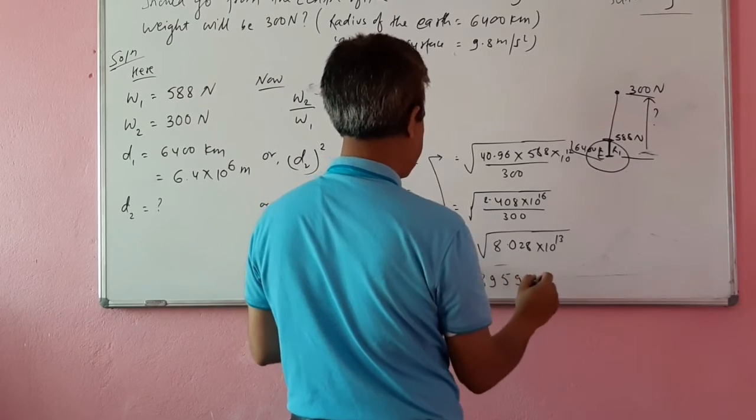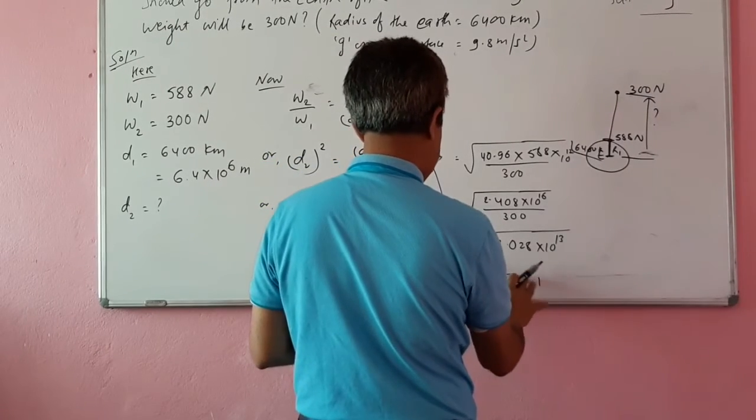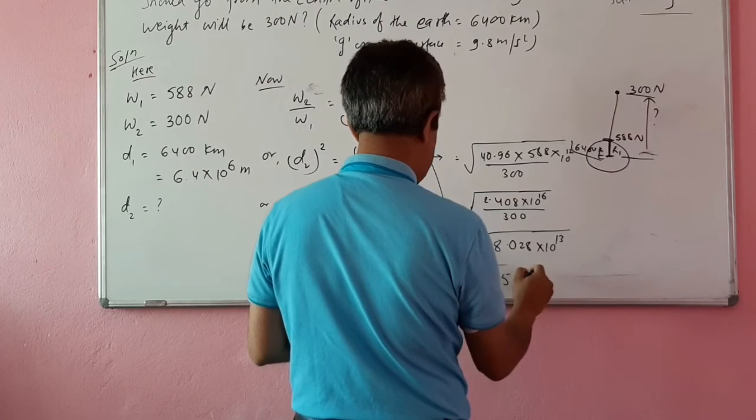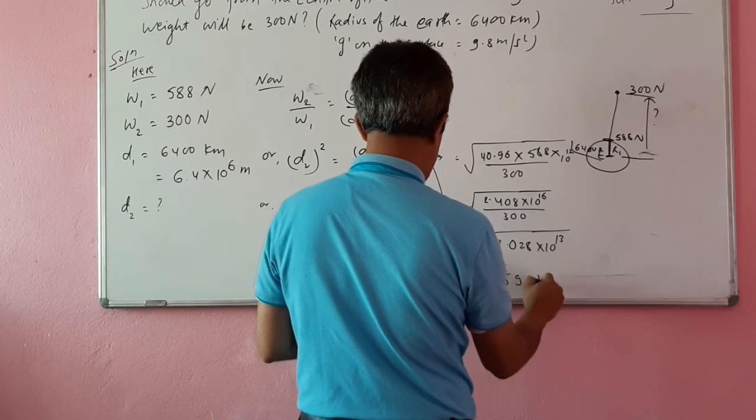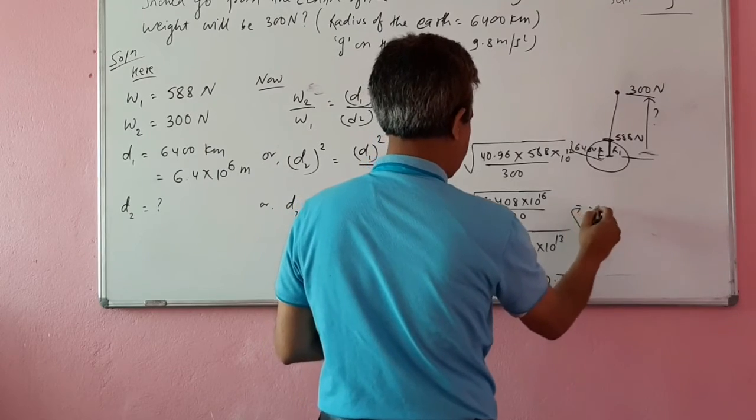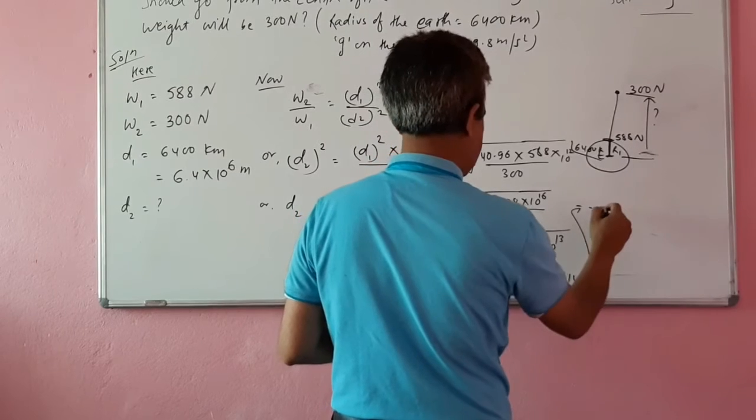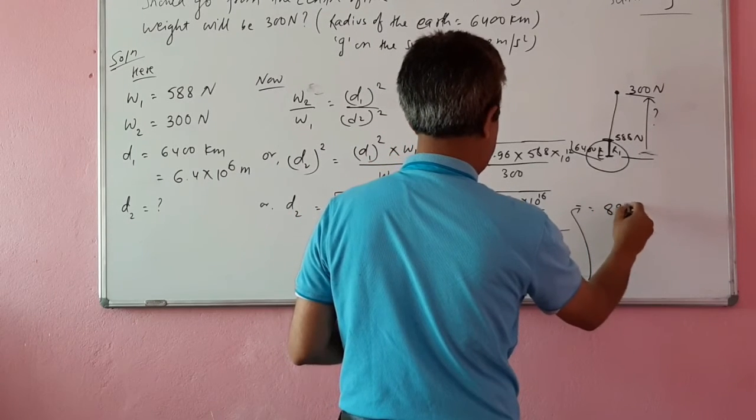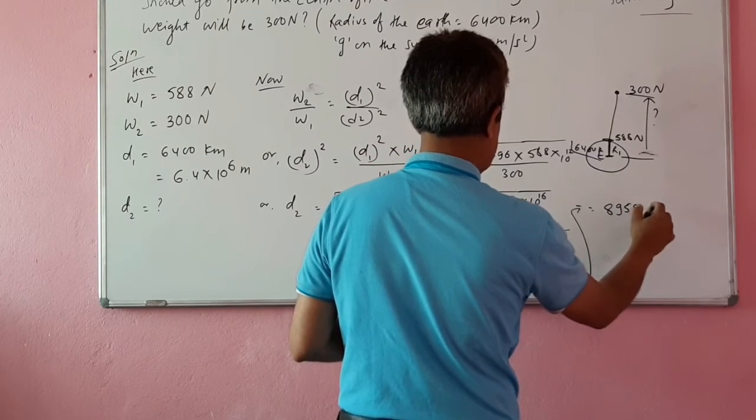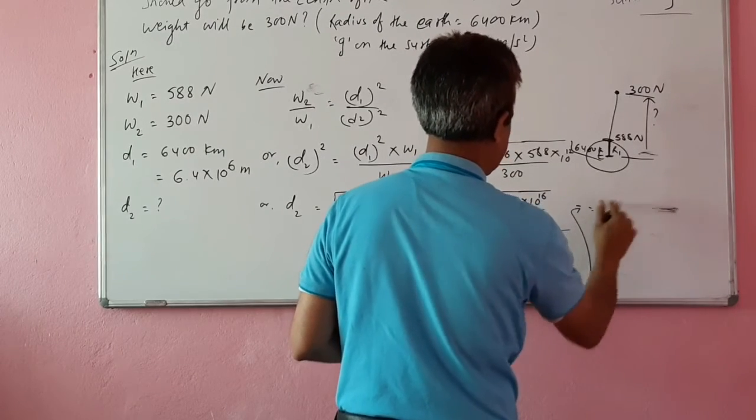8959.91. 8959, oh no, wait a minute, 8959,910.714. We can write simply 8959 kilometer, or no need to write like this, simply you can write.